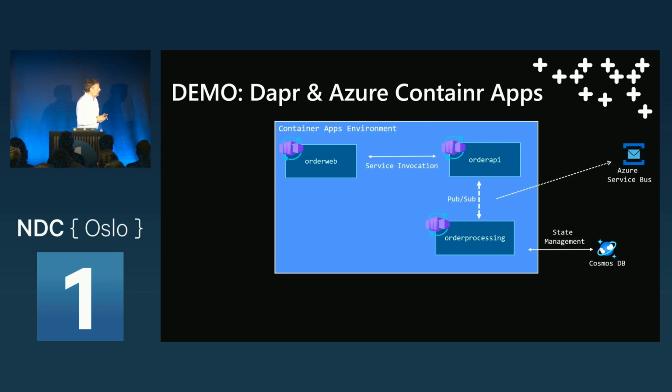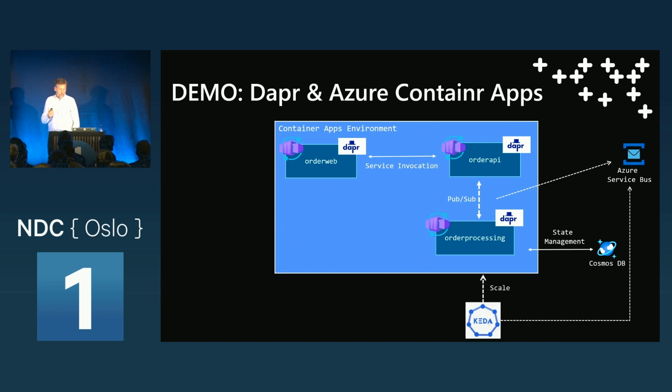So let's put these things together and see a more full example of how you would run the same application that I showed you, but in Azure Container Apps and using Dapr to do this. And in addition to running the same application, let's see how, using Dapr, we can do scaling using KEDA. In this case, I'm going to scale it based on the number of messages on the service bus.